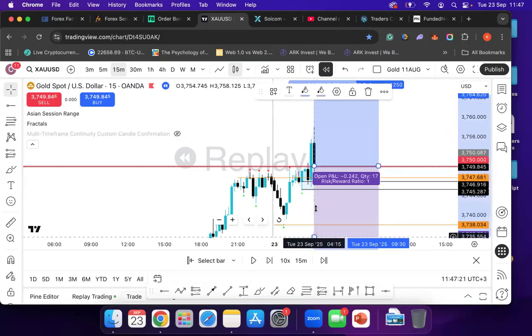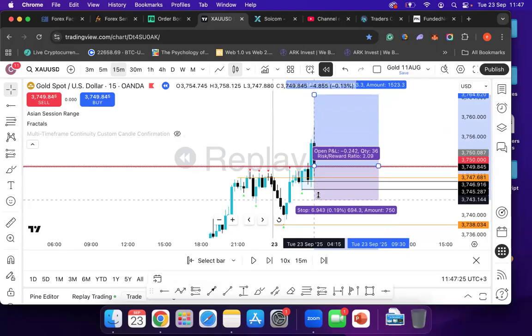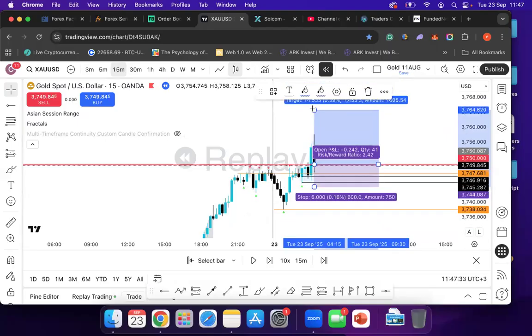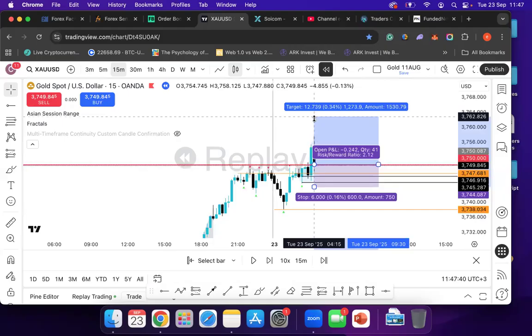So generally my stop loss will be 60 pips, and then I'll target first TP and second TP. I'll target 1 to 2. Then I'll scale up to 1 to 3.